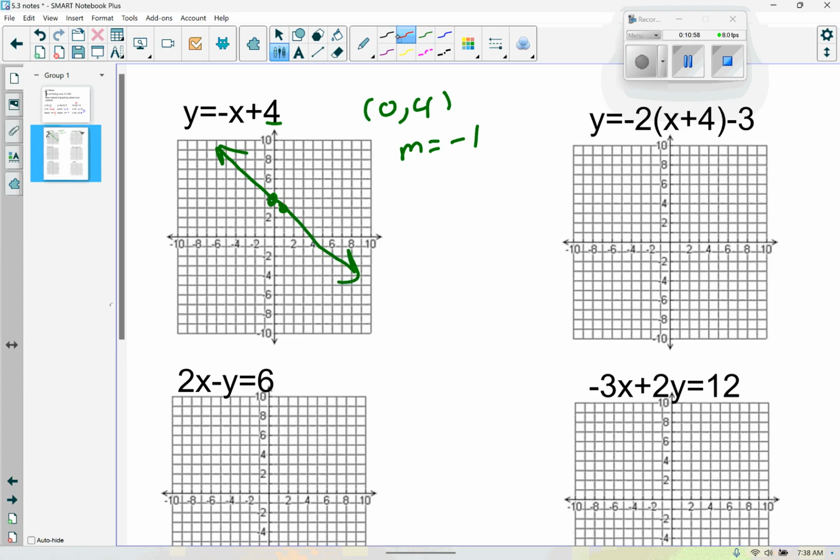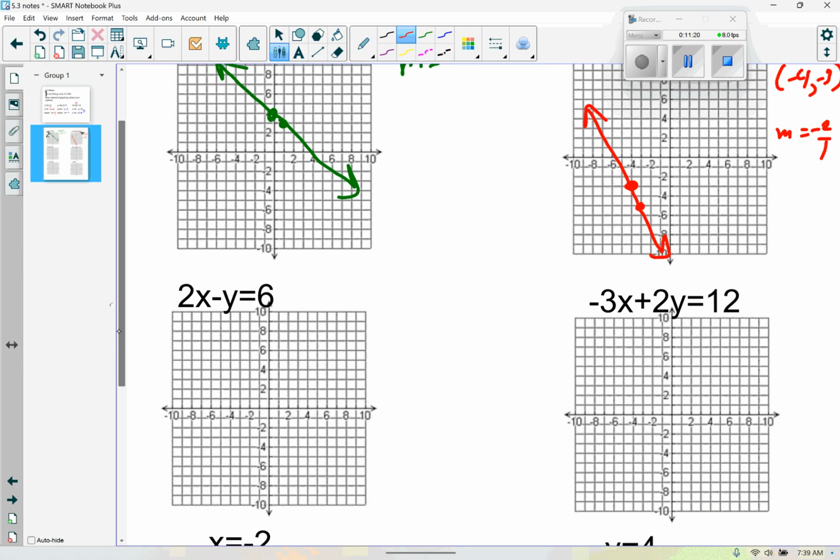For the second problem, we have a point at negative 4. Remember, it's opposite, coming out of the parentheses, negative 3. So negative 4, negative 3. It's right there. We also have a slope of negative 2 over 1. So I'm going to go down 2, right 1. And that's how we're going to graph this one. Now we're going to get into the cover method. So the first thing on cover method, I always feel, is go 0, comma, blank, blank, comma, 0.